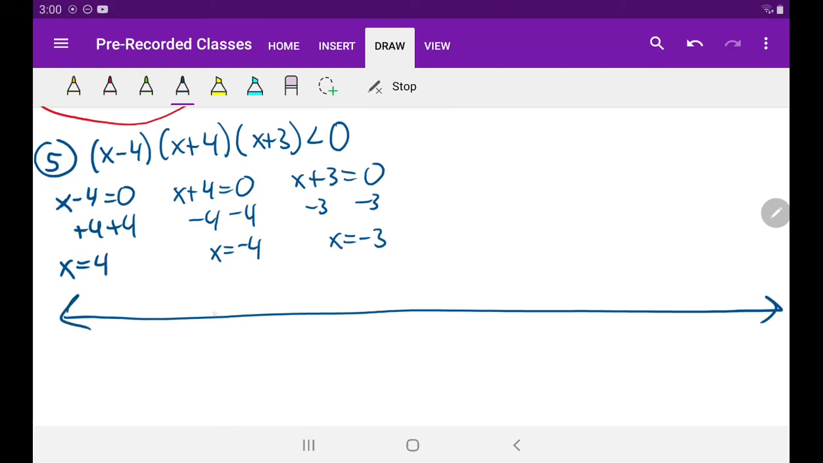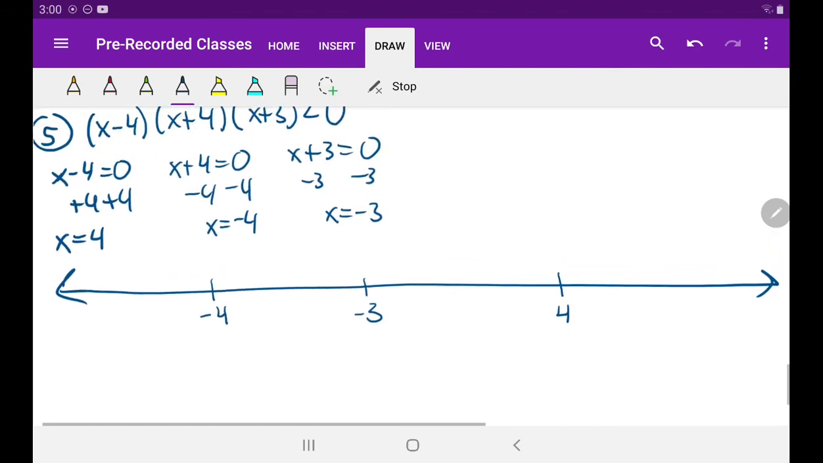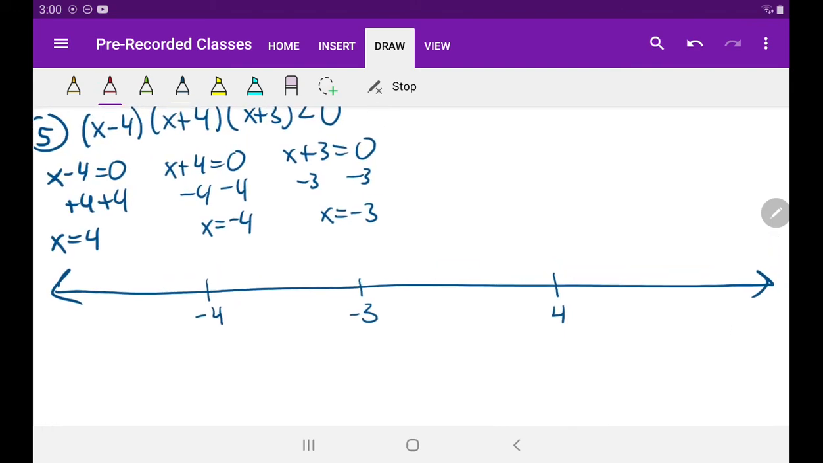So let's see. We have negative 4, negative 3, and 4. For test values, I'll do negative 5. So these are my test values. I'll do negative 3.5. We'll have to pick something halfway between or in the middle, and that's the best I can come up with. We'll do 0, and then we'll do 5. And so we'll break these up.